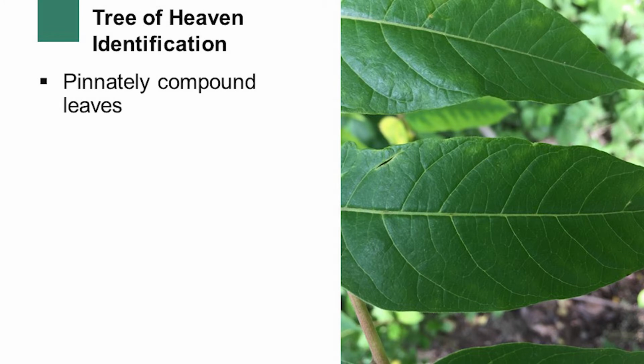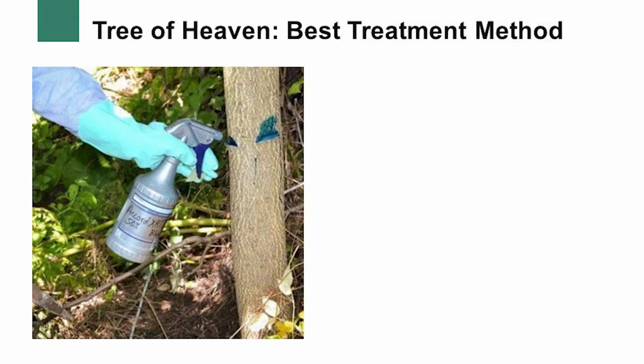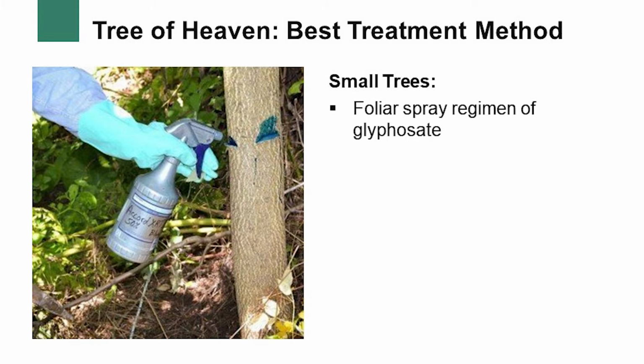Each leaf is a collection of neatly arranged leaflets, anywhere from 10 to 41 leaflets each. The leaflets have a smooth edge without any teeth or serrations. A unique identifier to this species is that when the leaves are crushed, it produces a rancid smell like burnt peanut butter or used cat litter. This tree is easily confused with black walnut and staghorn sumac, which both have fine teeth along the edge of their leaflets.